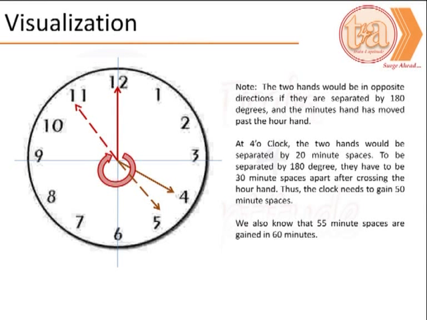Instead, the minutes hand has to move past the hour hand and point at a different time, and therefore it has to cover more than 30 minutes in addition to the 20 that already separates them. So the total degree of separation would be 50 minute spaces.